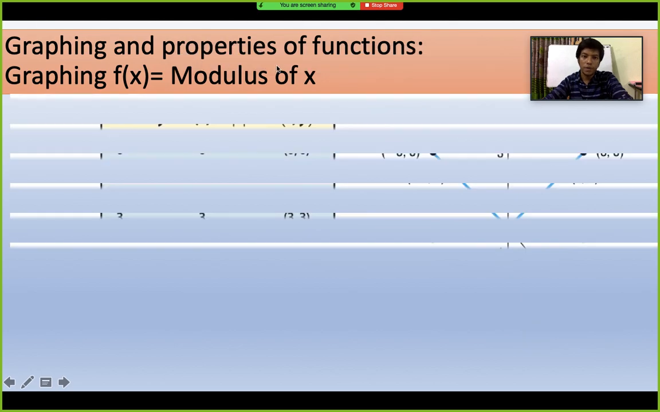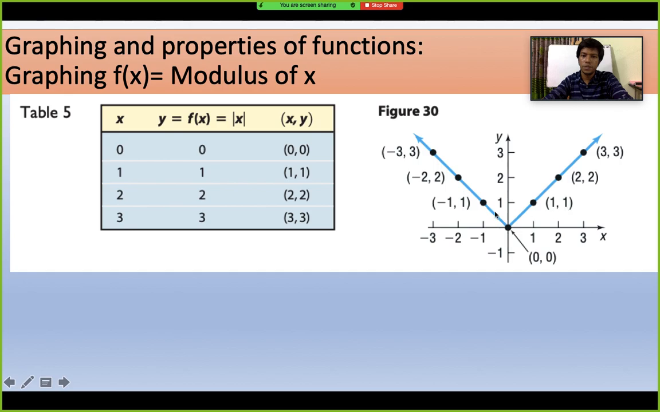We have the graph drawn here. See, this is the graph. If you put 0, the answer is 0. If you put 1, the answer is 1. If you put 2, the answer is 2. 3, the answer is 3. If you keep putting negative values, the answer will come positive. So for minus 1, the answer is plus 1. For minus 2, the answer is plus 2. For minus 3, the answer is plus 3.